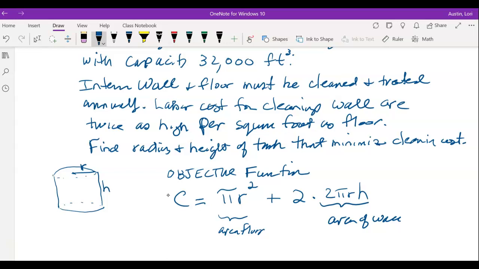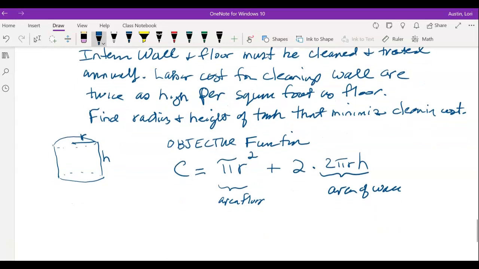So your cost function is there. There's your cost function. That's your objective function. All we use is what you know about circles, circumference and area. That's it.